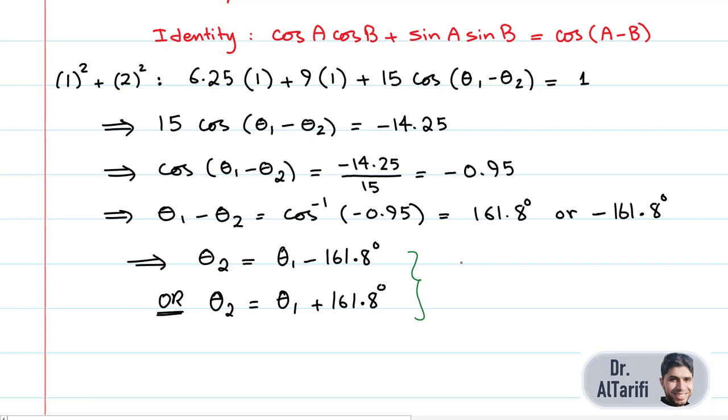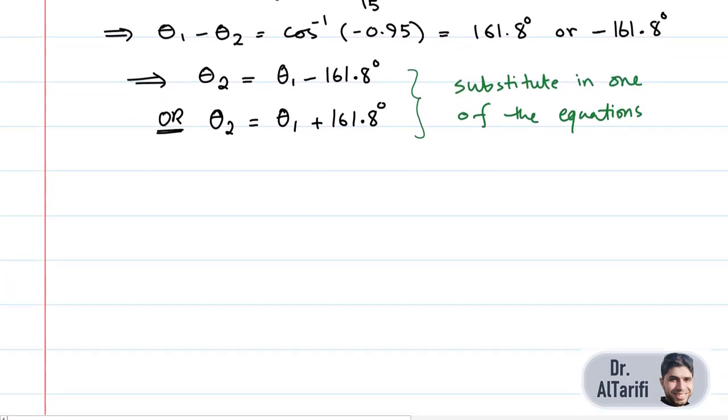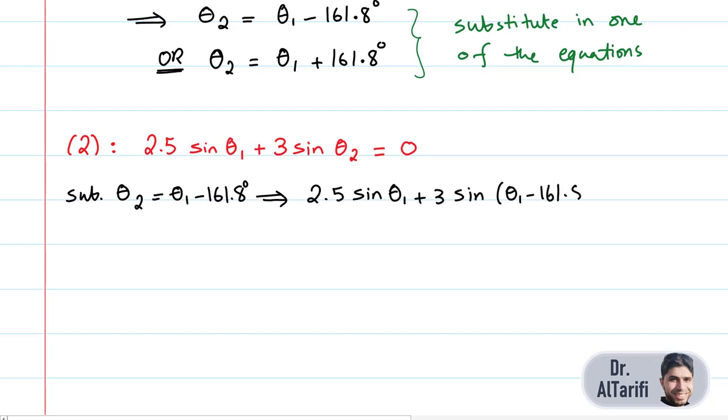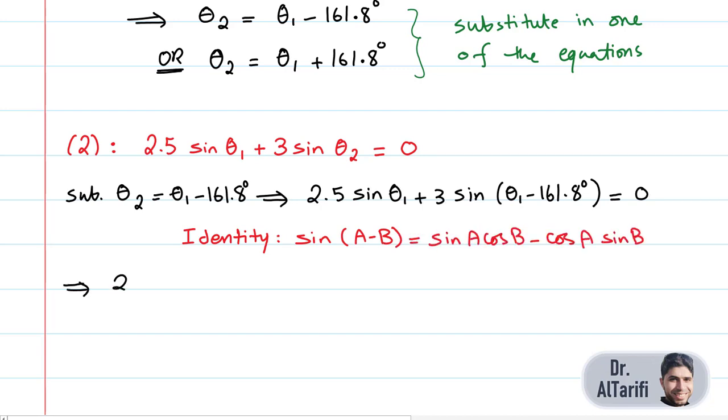Now the problem becomes more straightforward. We substitute each of these relations in one of the original equations so that we have one equation with one unknown. We first pick theta 2 and substitute it with theta 1 minus 161.8 degrees in equation number 2, which is the simpler equation. We use the identity for sine of the angle difference to have the terms of sine theta 1 and cosine theta 1 only.